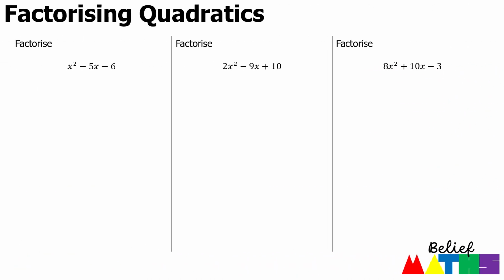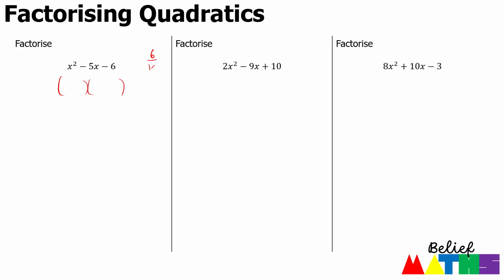Now, we spoke about factorizing earlier. We're going to look now at factorizing quadratics. Again, remember, factorizing means putting into brackets, and a quadratic is where you've got an x squared term, an x, and a constant. So if I factorize this, I end up trying to find two numbers that multiply to make 6.